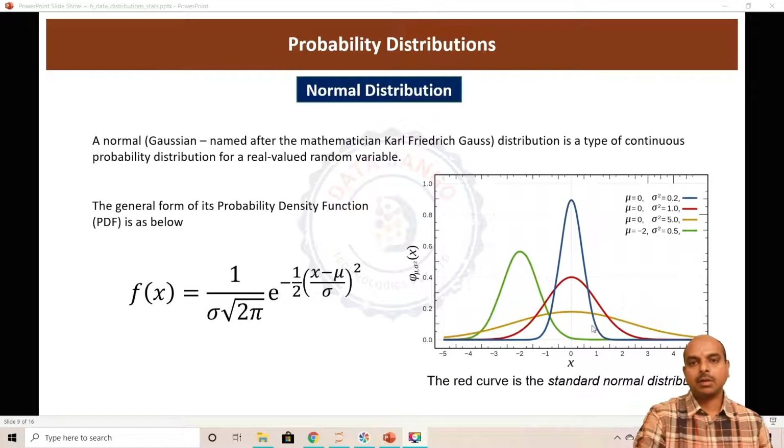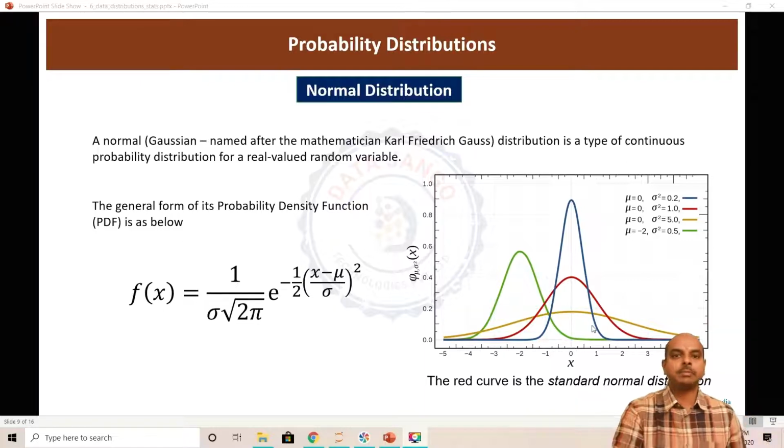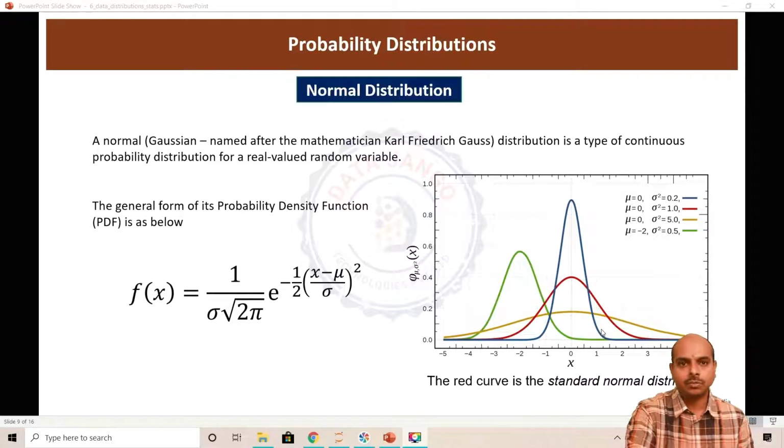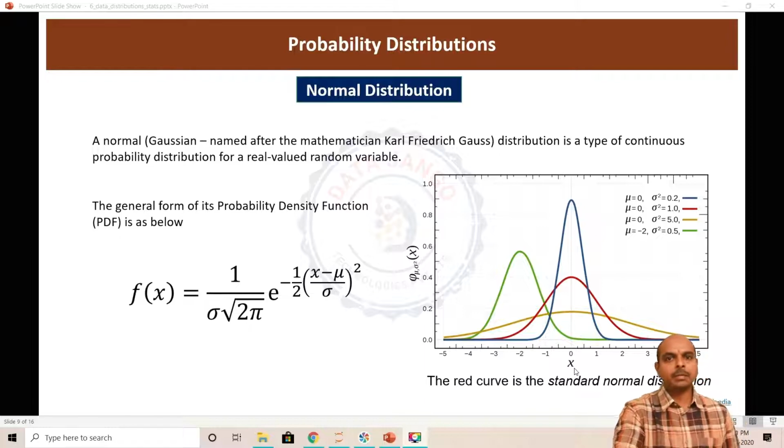So when I say normal distribution, there are many different normal distributions. Depending on mean and standard deviation, the curve's shape will change. But as a whole, they form a bell curve. So we'll understand what exactly this bell curve is and how they form a bell curve with an example in a moment. But let me try to explain a little bit of theory.